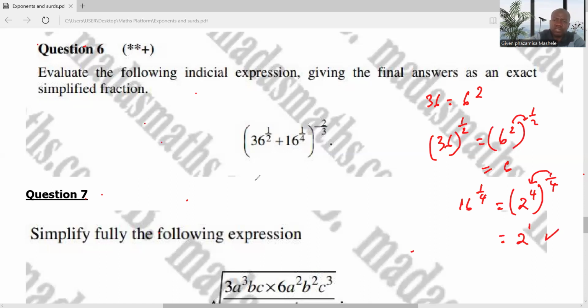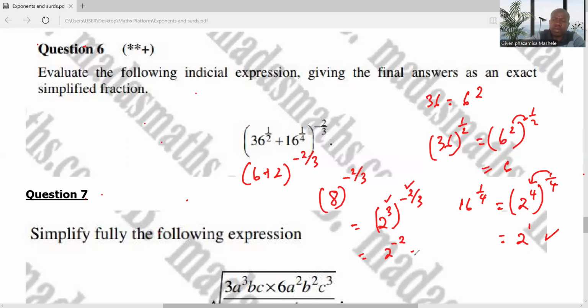So you see this will be 6 plus 2 to the power of minus 2 over 3. And what is 6 plus 2? It's 8. So we're going to have 8 to the exponent minus 2 over 3. Then you can change 8 to the base of 2. So it's 2 to the exponent of 3. But still there is minus 2 over 3 there. And since you have a power with another power, you have to multiply them. So it's going to give you 3 multiplied by minus 2 over 3, which just gives you minus 2. Then you change this to a positive power, which is just 1 over 2 squared, which is just 1 over 4.